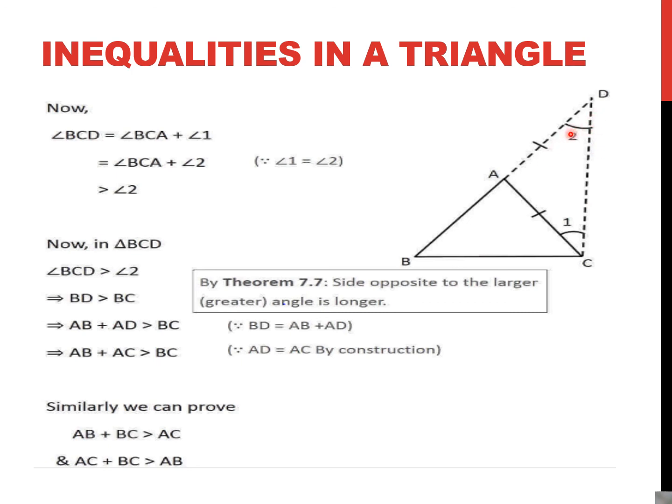Now we will use that theorem, the inequality, right? If BCD is greater than angle 2, which side is opposite to BCD? It is BD. It means BD is going to be greater than BC, right? And BD is nothing but AB plus AD. Now again, because we have done the construction as AD is equal to AC, we can replace here. It means AB plus AC is greater than BC. Similarly, we can prove the sum of other two sides also. So hence we prove that the sum of any two sides of a triangle is always going to be larger than the third side.